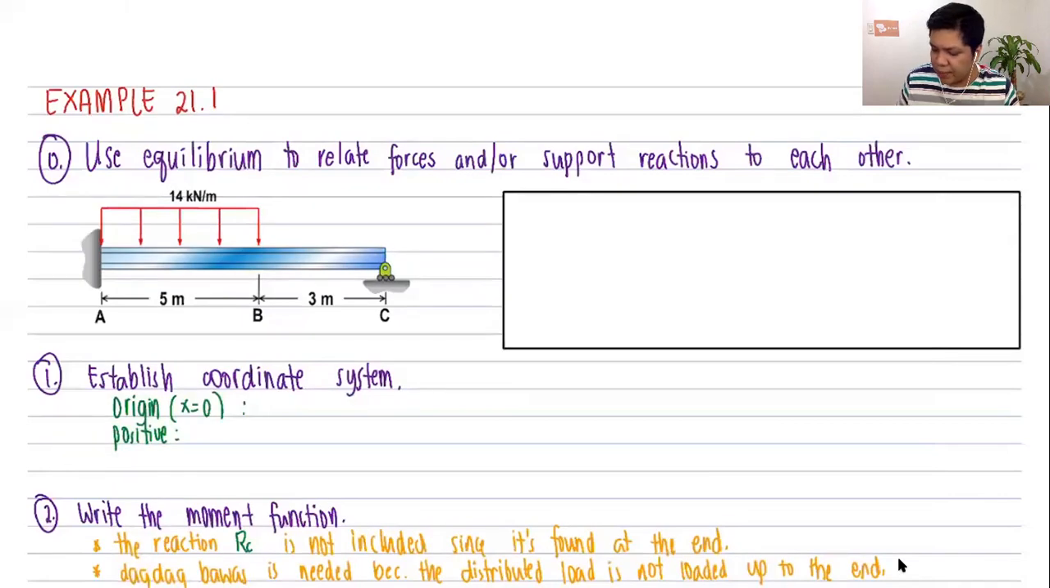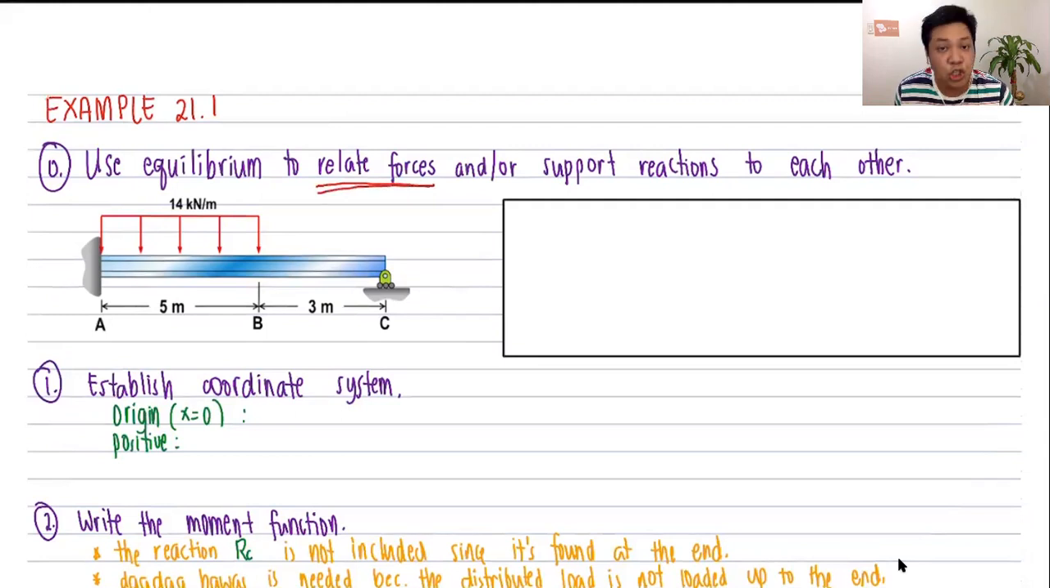Okay, now, this is the problem. Our first step always is to use equilibrium and draw the free body diagram and determine the support reactions. However, what is special when we are dealing with indeterminate beams is that you should not be able to solve for the support reactions. In step 0, what you can only obtain are actually relationships between the forces. Okay? You should not be able to get any numeric answer, only relationships.